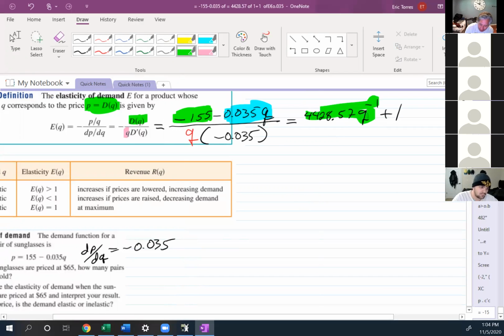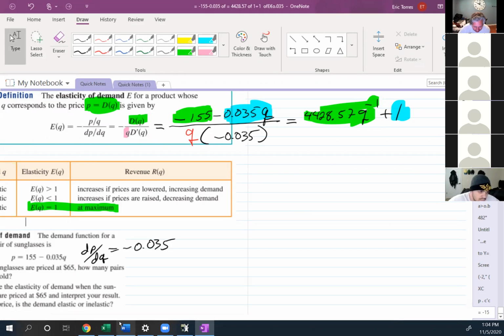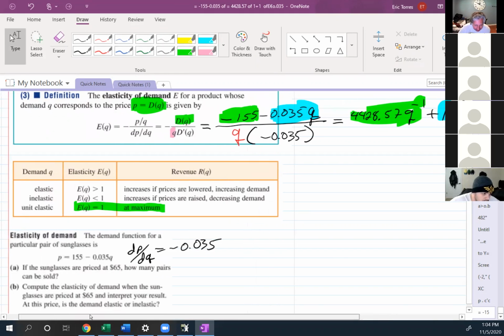This comes from my first piece. That +1 comes from taking the top, that -0.035Q, and dividing it by the denominator, which you should notice is exactly identical. So this is my elasticity function, and I know that revenue is maximized when this equals 1. And that's what we're looking for.